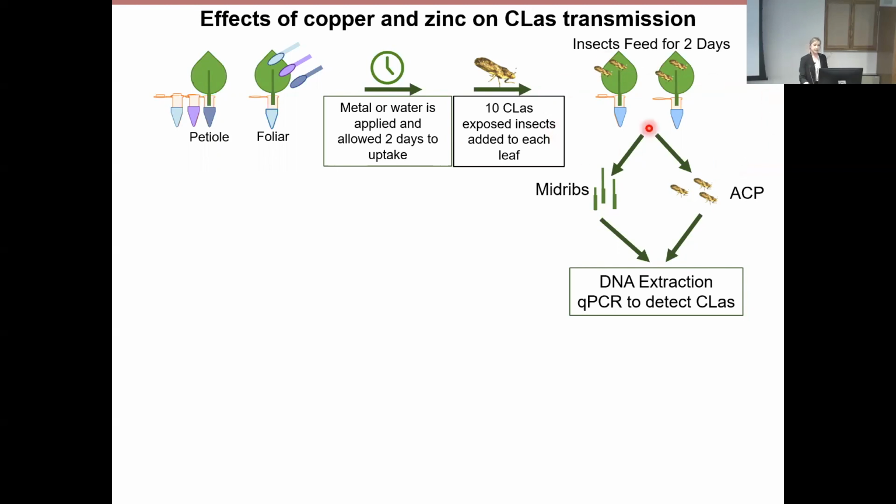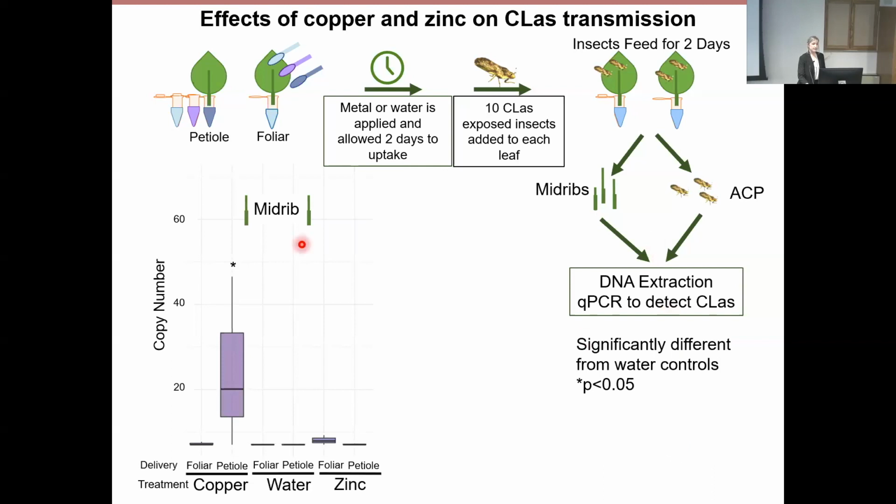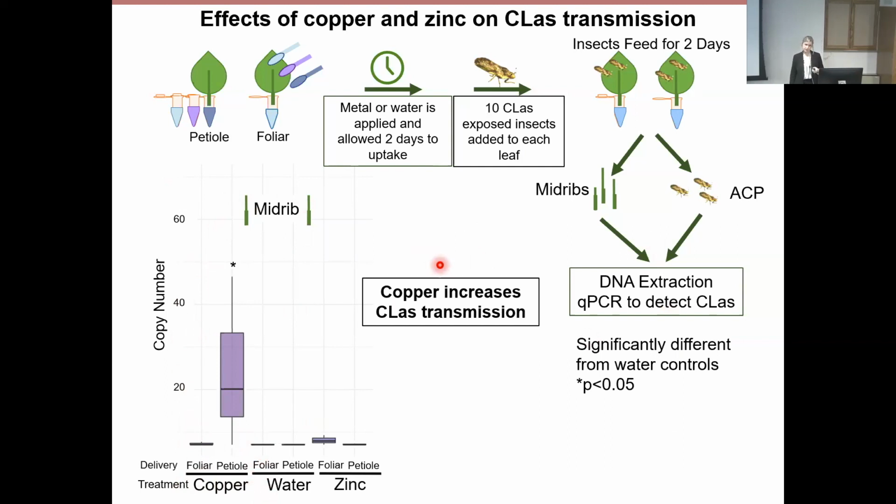So after this feeding period, I dissected the midribs or center vein of the plants, and I collected the insects. Then I did DNA extraction and qPCR to detect the titer of CLas within these samples. And I'll note that the qPCR confirmed that all of these insects contain CLas within their bodies. And then when I did the qPCR on the midrib, the plant samples, I found that the highest level of copper treated plants actually contain the highest level of CLas within them. So this indicates to us that copper increases CLas transmission.